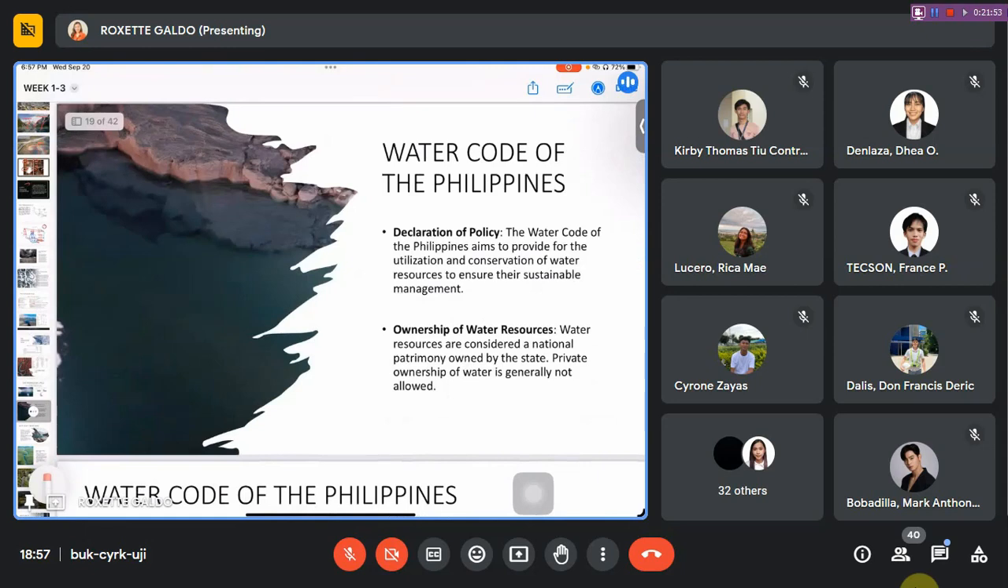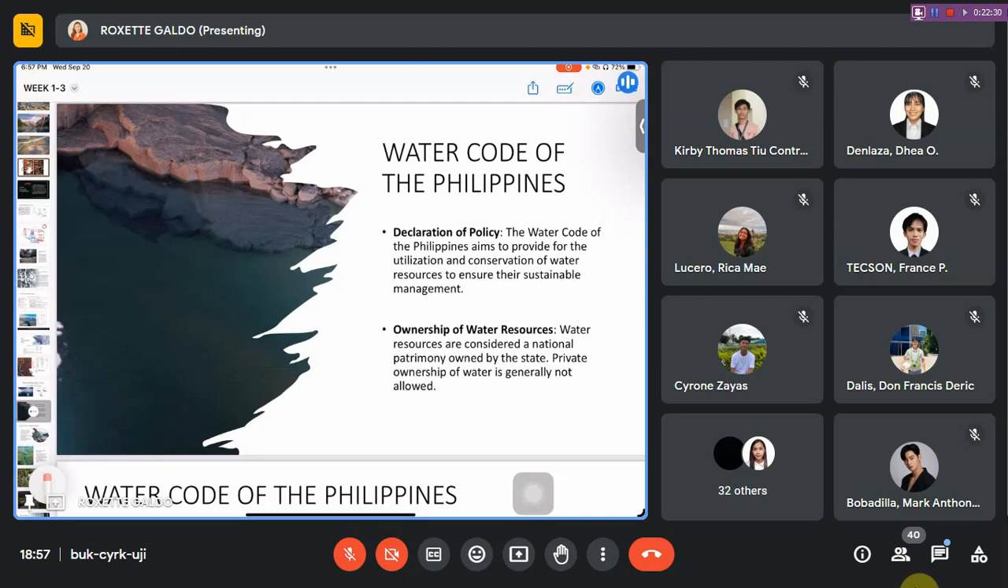Let us go directly to here. Water Code of the Philippines. So I will not be talking about what is stipulated word for word in the Water Code of the Philippines. Instead, I will be talking about the purpose, no? What are the benefits, or what is the Water Code of the Philippines for. Okay. So I have here I think five. So first, the Water Code of the Philippines is for the declaration of policy.